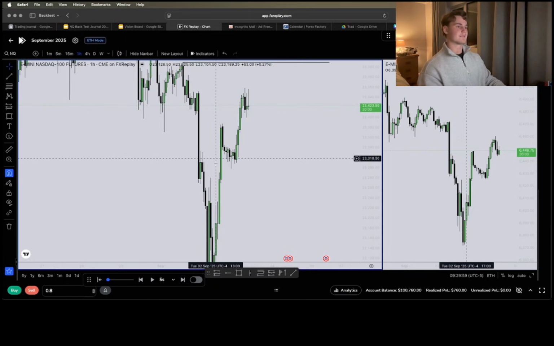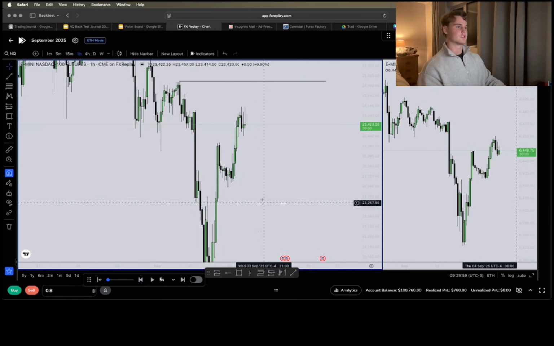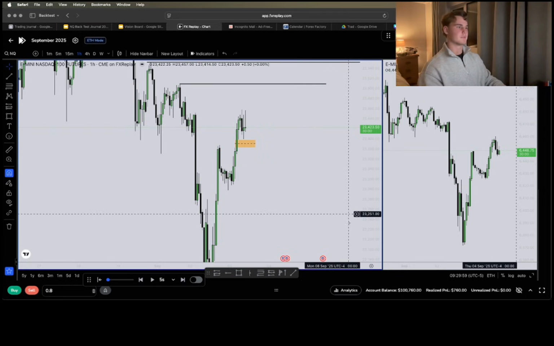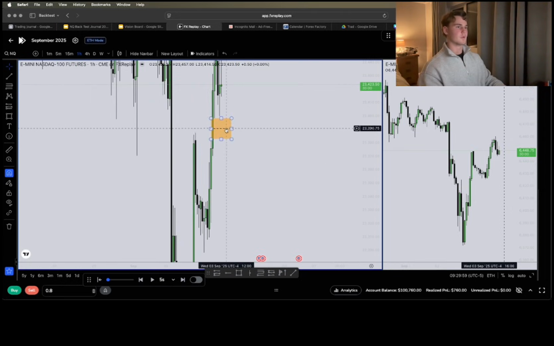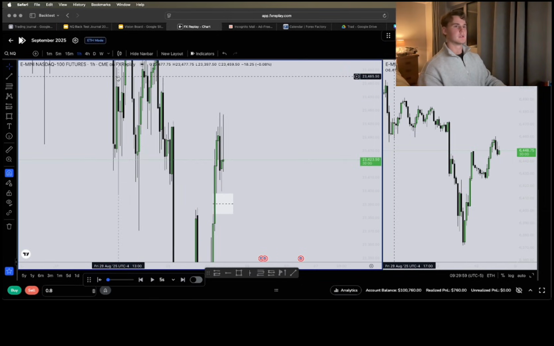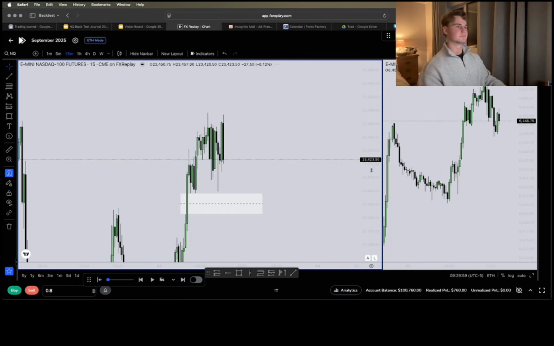Hourly time frame rebalances into the BISI, displaces higher, makes a market structure shift, then we see a rebalance lower on the hourly. Do we get a rebalance into the BISI? No, we edge the BISI there and we just displace away. Now this could be a drawn liquidity here. Now 50-minute time frame, what do we see?